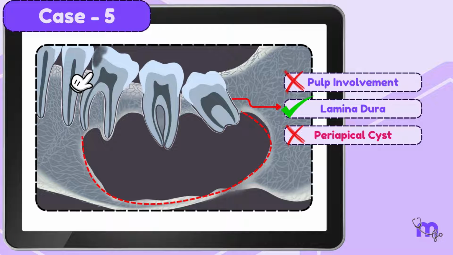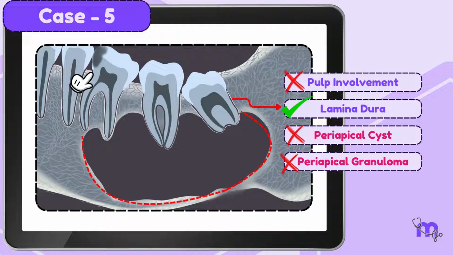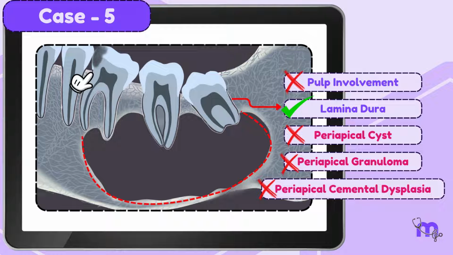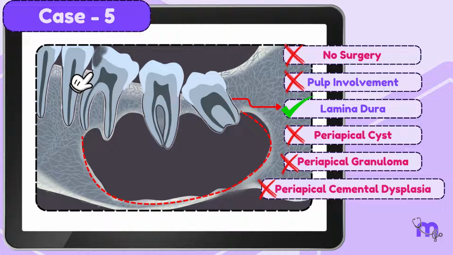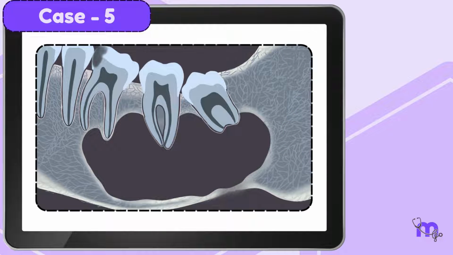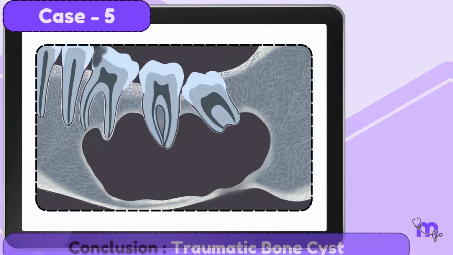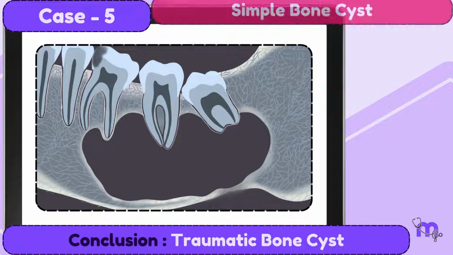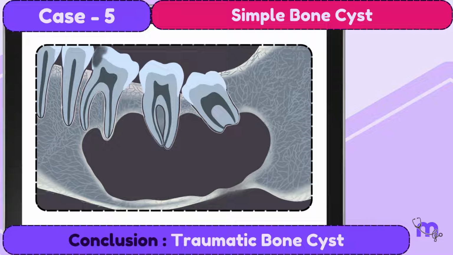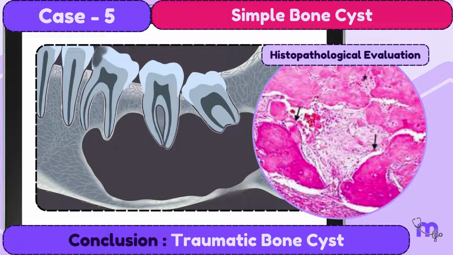The large size of the radiolucency helped me rule out periapical granuloma and periapical cemental dysplasia. There is no evidence of any surgery done in the region to suspect a surgical scar. So I diagnosed this lesion as a traumatic bone cyst or a simple bone cyst and confirmed it with a histopathological evaluation.